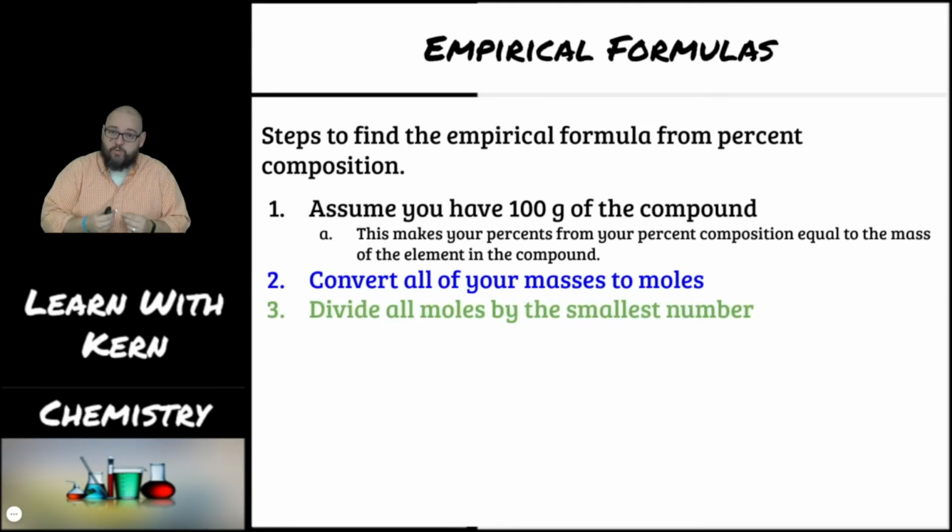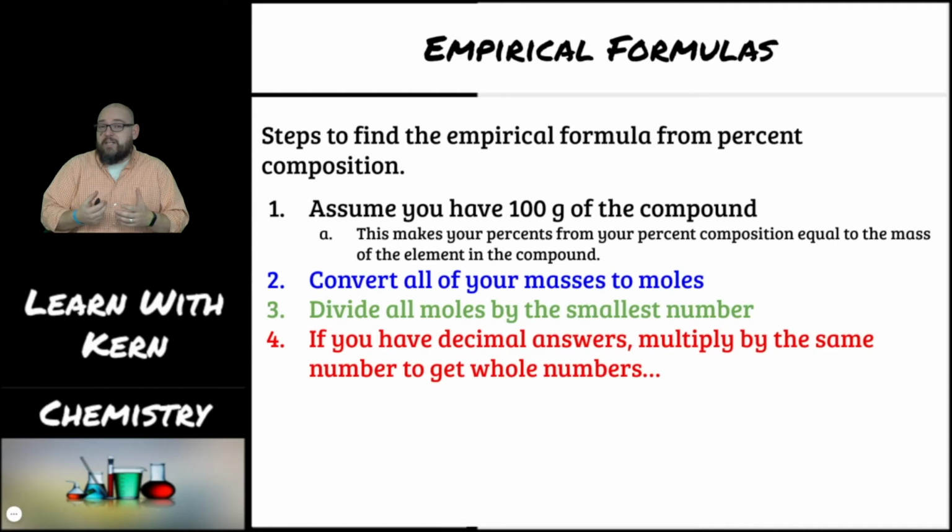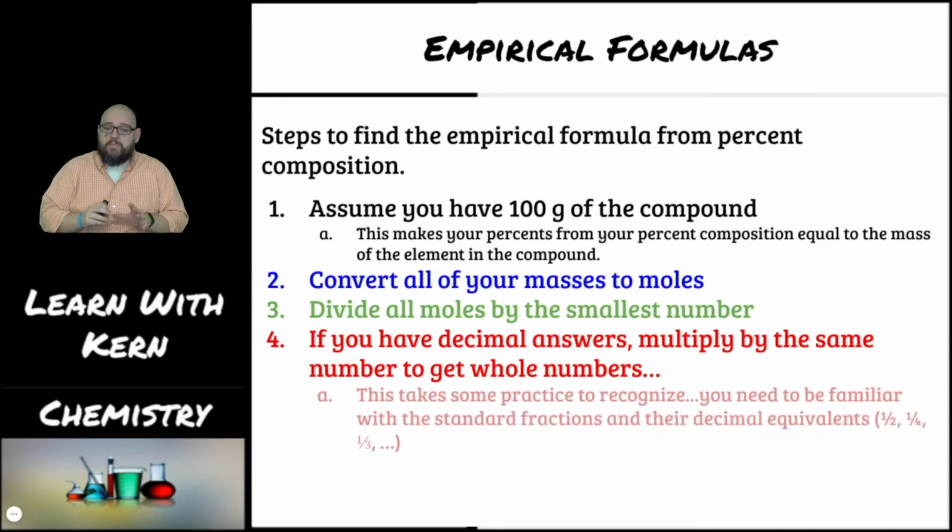It's because we want a ratio of things together. So we're going to divide by the smallest number. You'll see this in the example. Now, if you end up with decimal answers after you divide, then you have to multiply to get whole numbers. It's going to take some practice, but you need to be familiar with some standard fractions. If you end up with something like 1.5, well, 0.5 is the fraction 1/2, so you know that you've got a half of something somewhere. So we're going to multiply everything by 2 to get rid of that fraction.